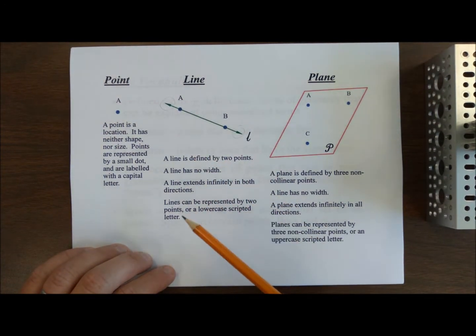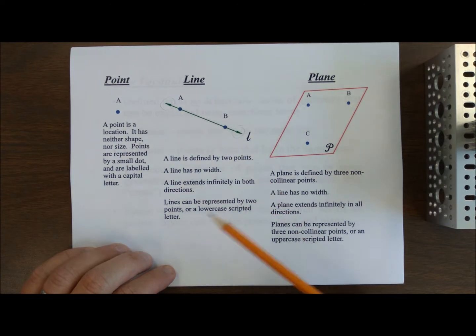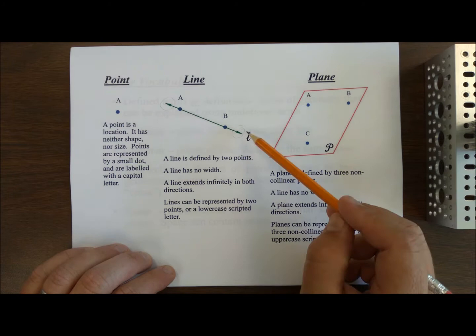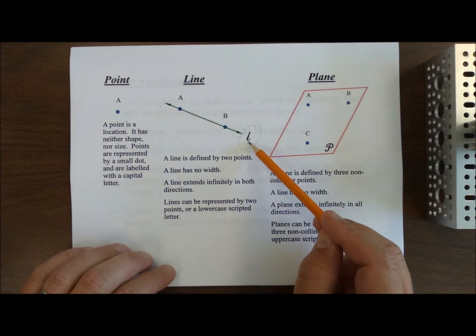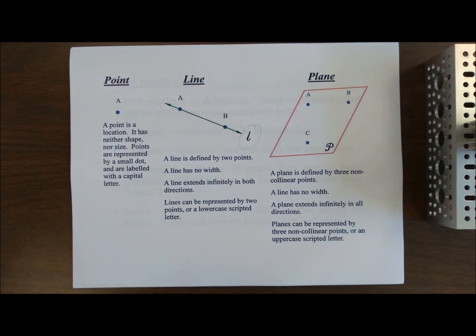Now you could call this line AB. You could call it line BA. You could also label this line with a lowercase scripted letter. You could call this line L in this case.